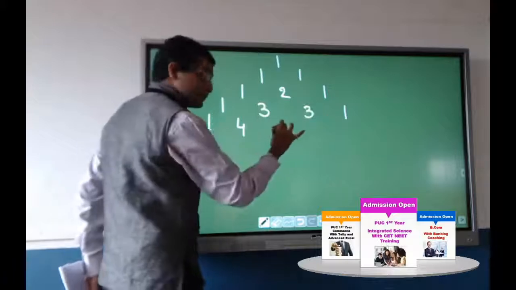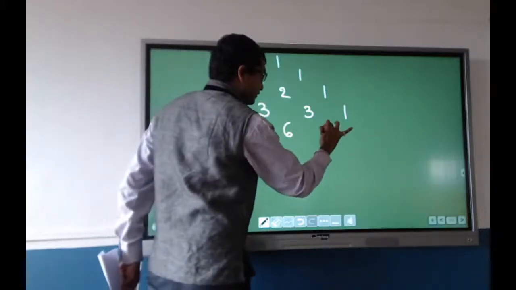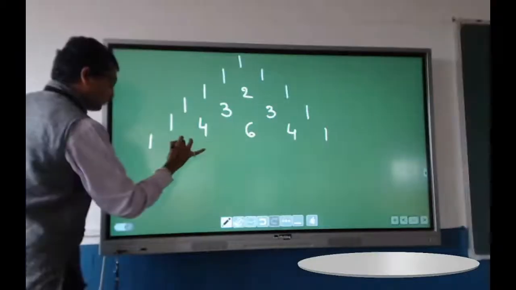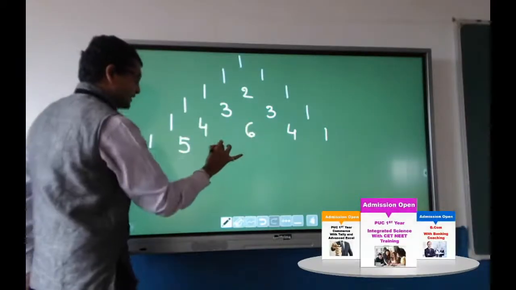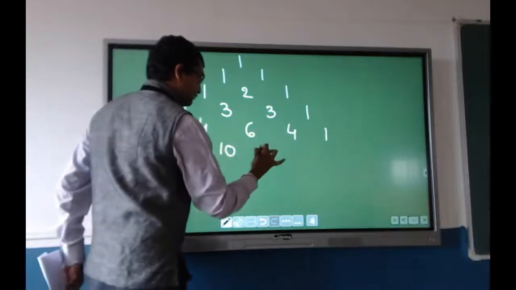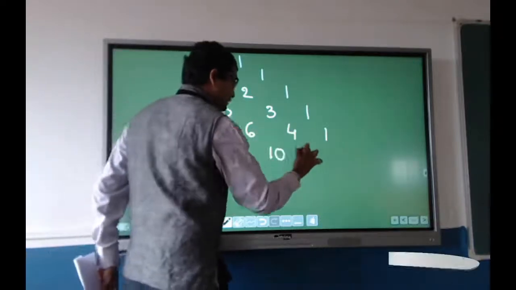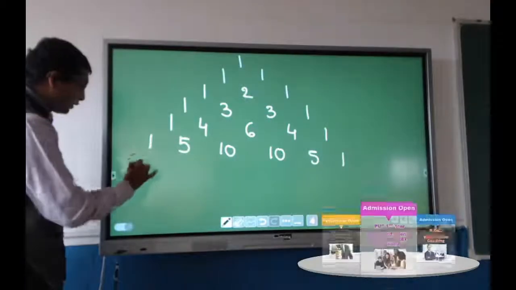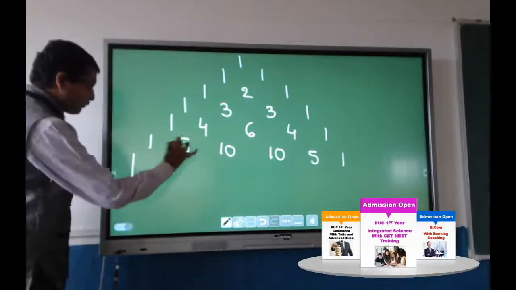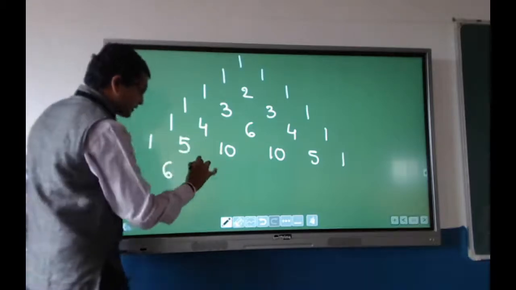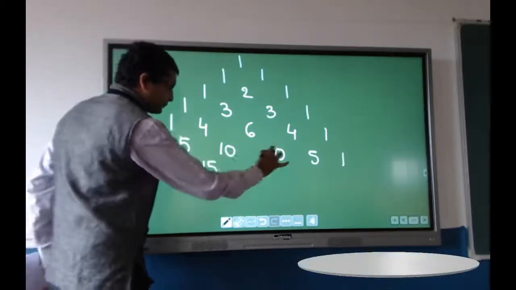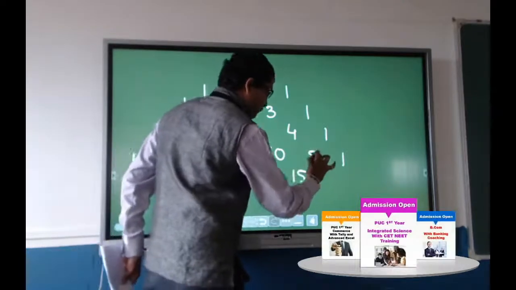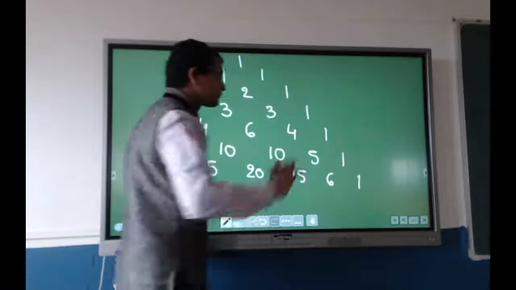Next it is a 1, 1 plus 3 is 4, 3 plus 3 is 6, 3 plus 1 is 4, 1. Next it is 1, 1 plus 4 is 5, 4 plus 6 is 10, 6 plus 4 is 10, 4 plus 1 is 5, 1 it is. One more line we write: 1, 1 plus 5 is 6, 5 plus 10 is 15, 10 plus 10 is 20, 10 plus 5 is 15, 5 plus 1 is 6, 1.